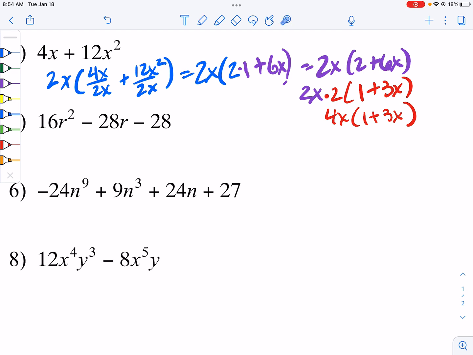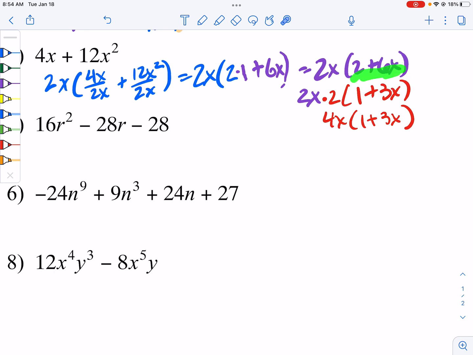Now notice if we were to distribute here, we would still get this answer, but it's not the greatest common factor, so I would not get full points for it because I'm still missing that 2 that's in common that needs to be pulled out.